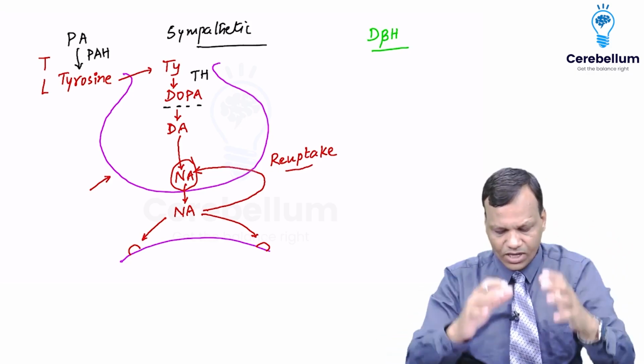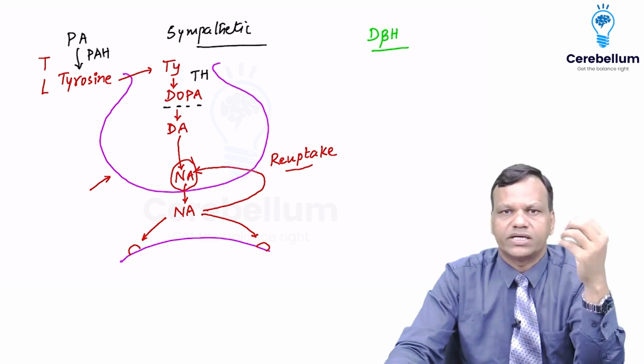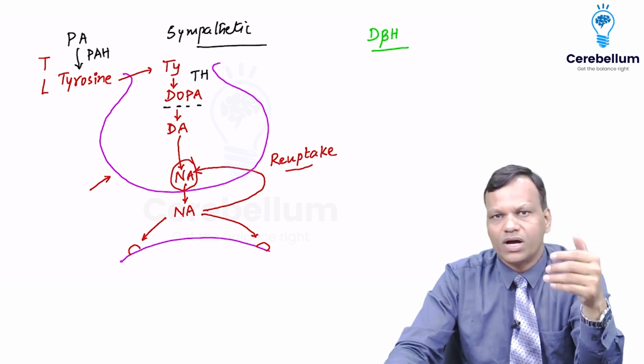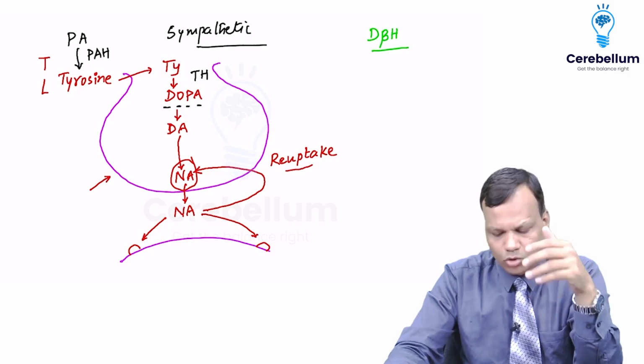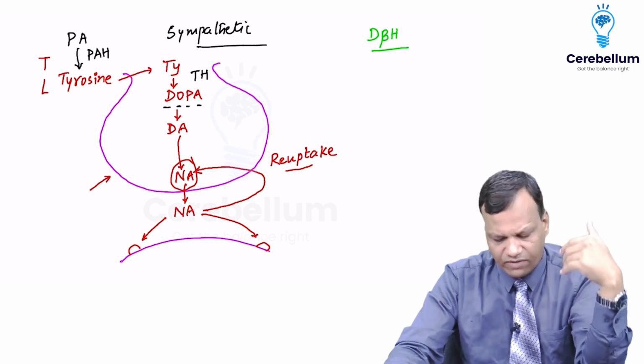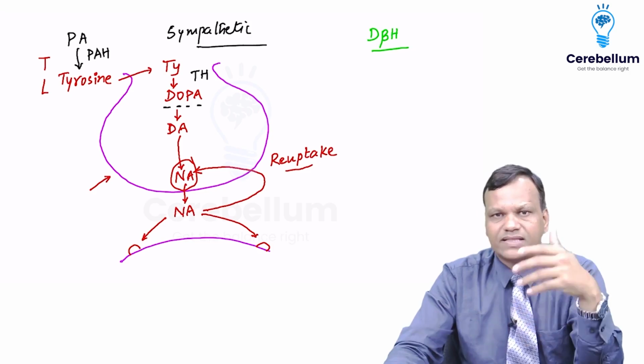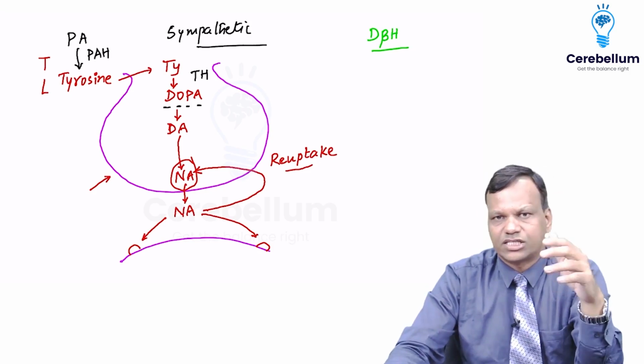Okay. So quickly revising what we have discussed, tyrosine comes from outside. It is converted to dopa. Dopa is converted to dopamine. Dopamine enters the vesicle and it is converted to noradrenaline. Whenever a nerve impulse comes, noradrenaline is secreted. It will work and then it is reuptaken and the action stops.